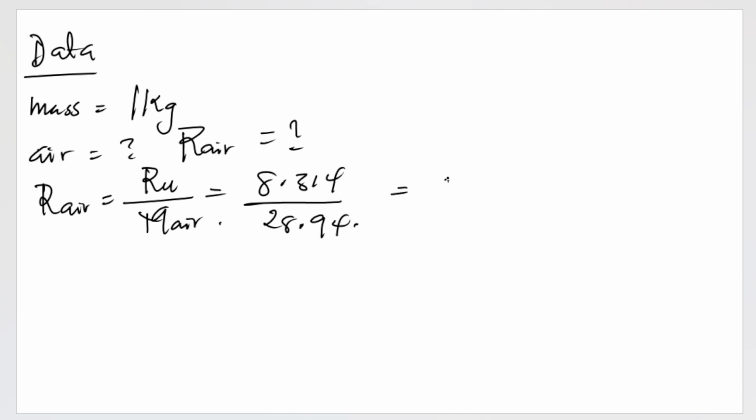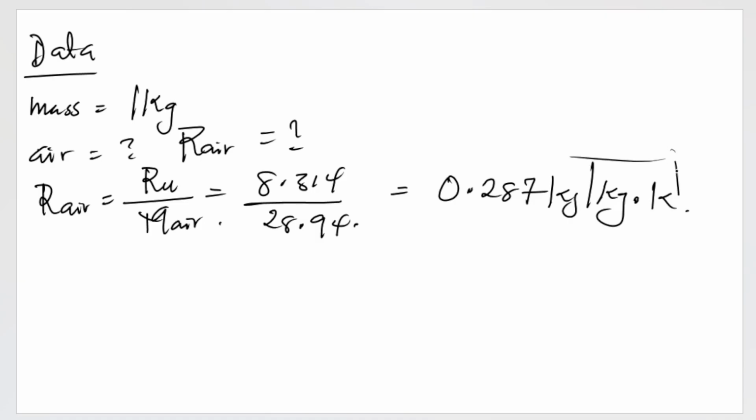Now, without further ado, if you punch your calculator 8.314 divided by 28.94, you simply have a new value to be 0.287 kilojoules per kilogram Kelvin. So this is the value for your gas constant of air.